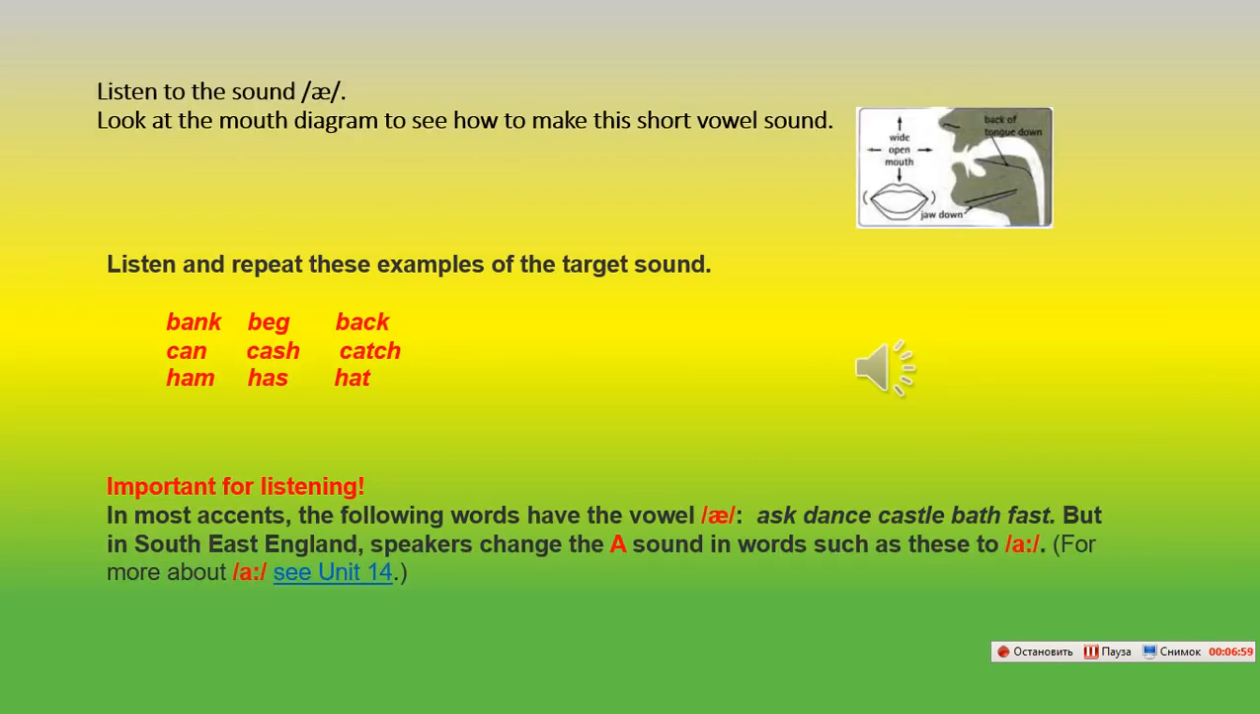Now listen to the sound. Look at the mouth diagram to see how to make the short vowel sound. Listen and repeat the words. A6A. A, A, A. A6B. Mud, mad, made. Sing, sang, sung. Pen, pan, pain. Hot, hat, heart.